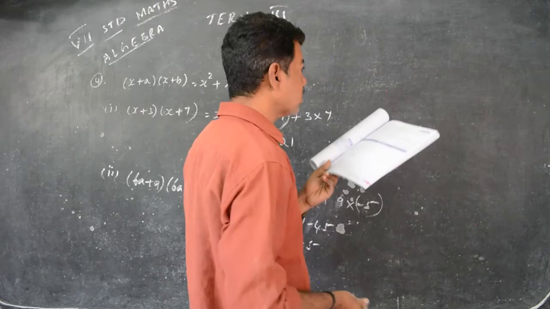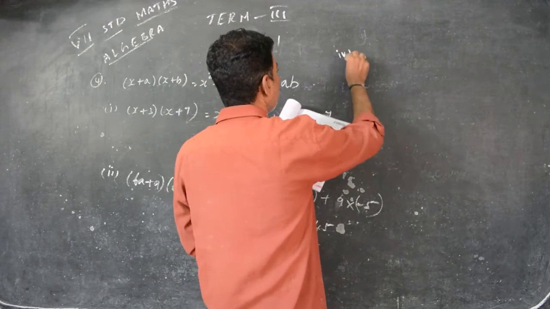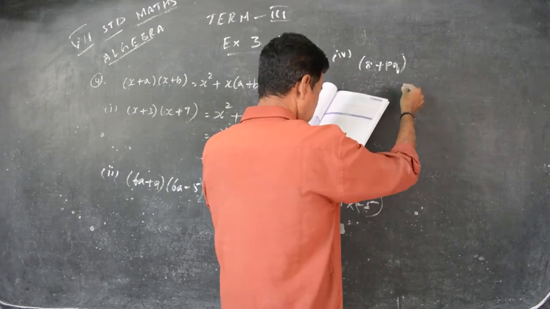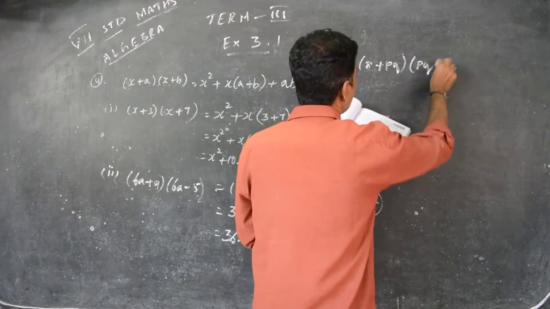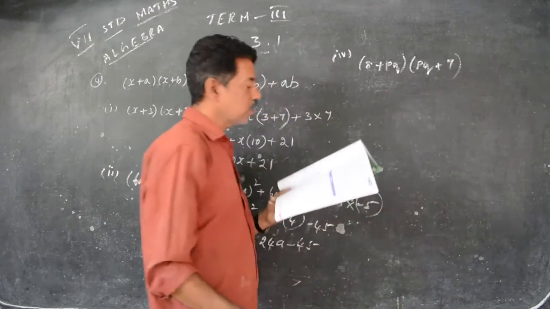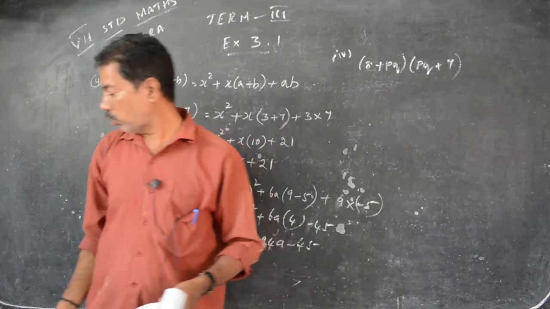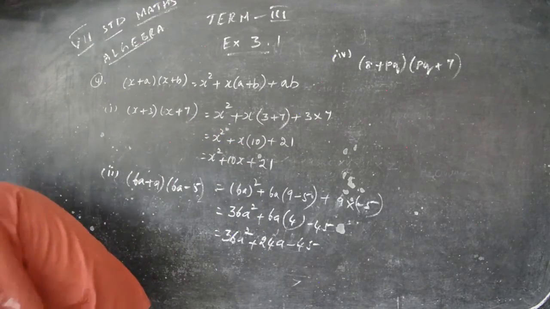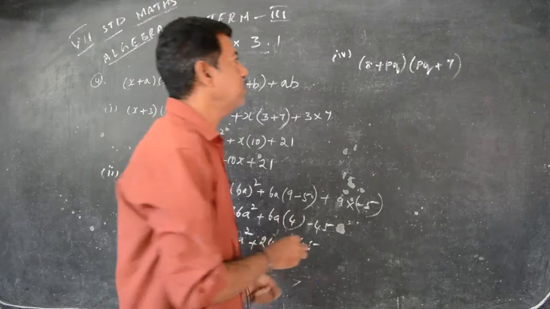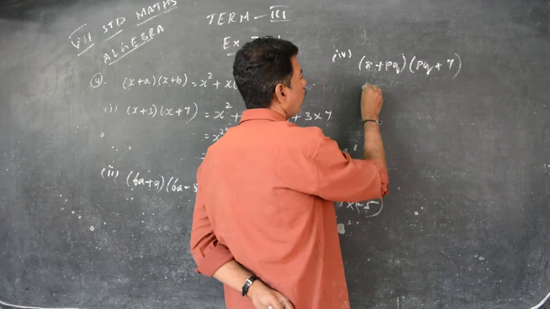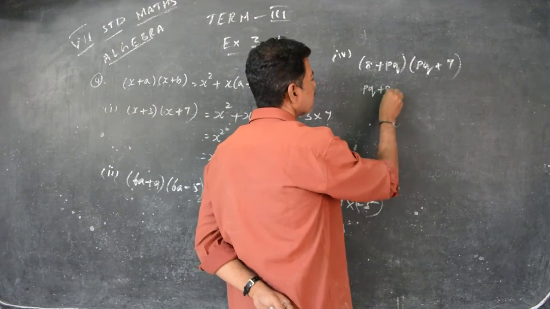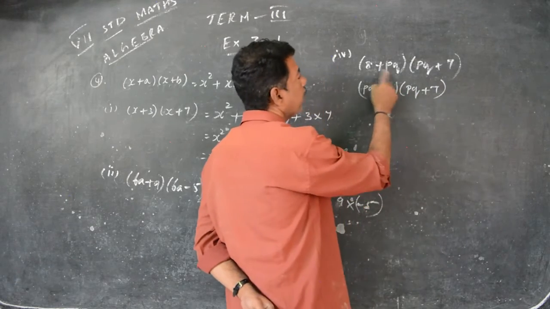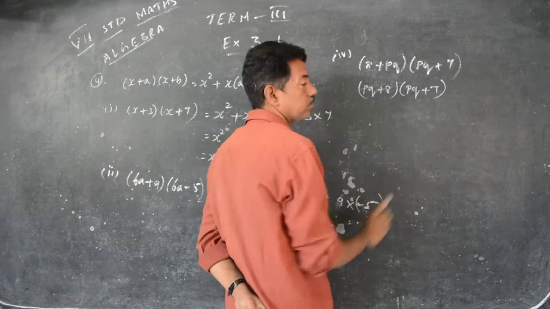Fourth question. The third question you try as homework. Fourth question: 8 plus PQ, 8 plus PQ, PQ plus 7. Even if they give it swapped, we can arrange it. We have to arrange this in another way: PQ plus 8, PQ plus 7. Write these two swapped, because both are plus.